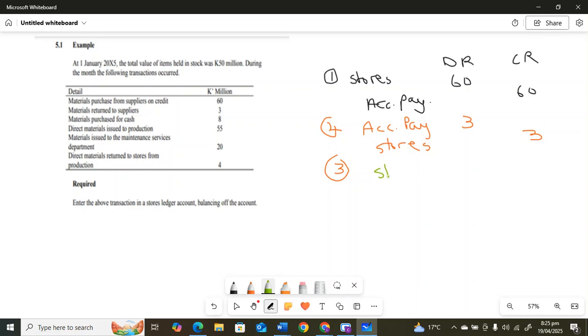We debit stores because we're acquiring new inventory. Increase in an asset, we debit. So stores, we debit 8. Then what are we crediting? Cash, since we have paid for it this time.